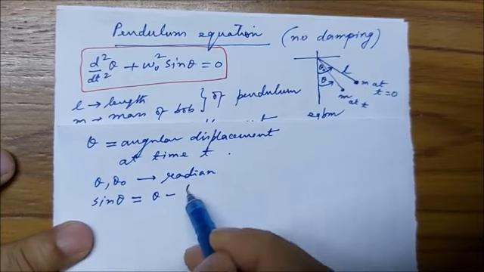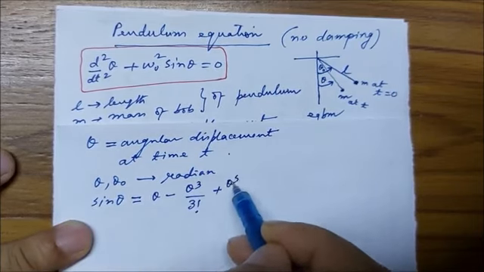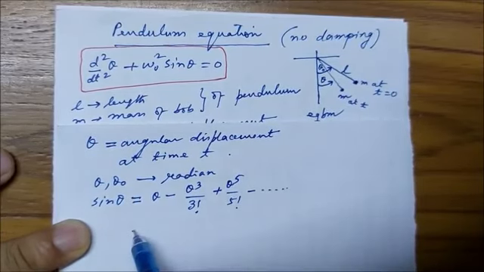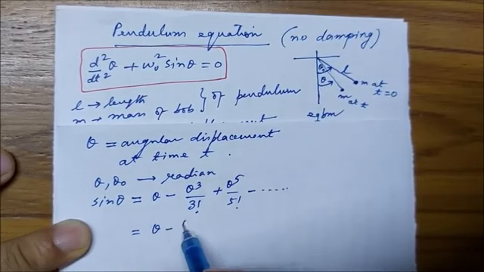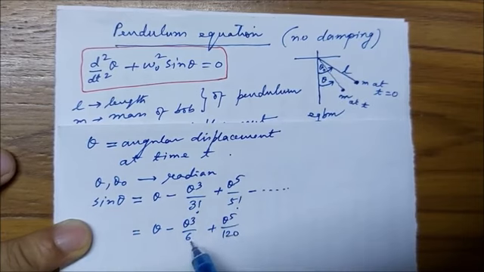And what is sine theta? Sine theta, as we know, is an infinite series. So the first few terms are: factorial 5 is 120, factorial 3 is 6.